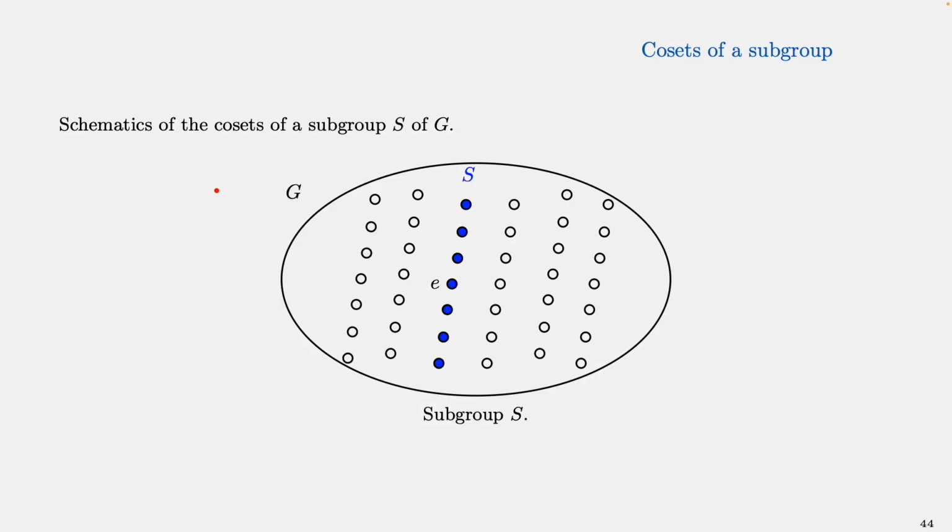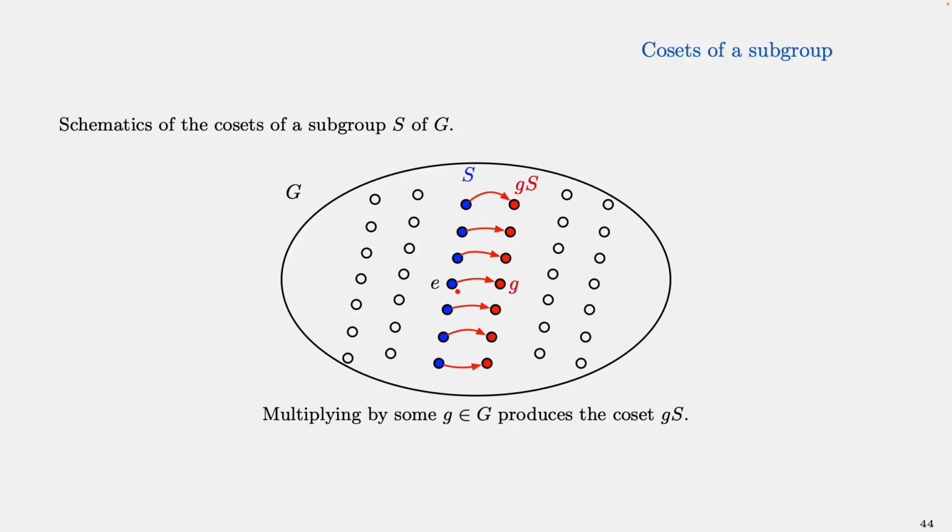Here I have a schematic image to illustrate the properties of cosets a little bit. So suppose this is our group G, and the dots are all the elements in G, and the blue ones in particular are the subgroup S. And here we have our neutral element, which has to be contained in the subgroup, of course. Then we obtain the coset GS by multiplying all the elements of S with this element G. In particular, G itself is contained in the coset because the neutral element multiplied by G gives just G itself.